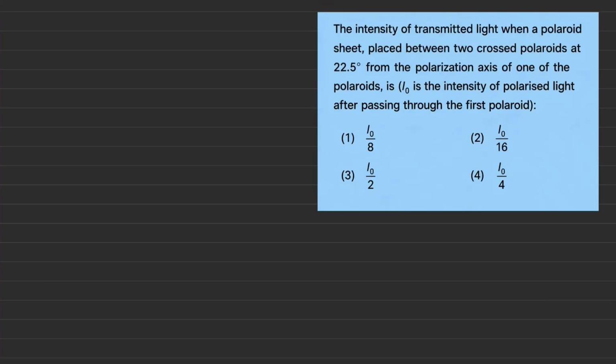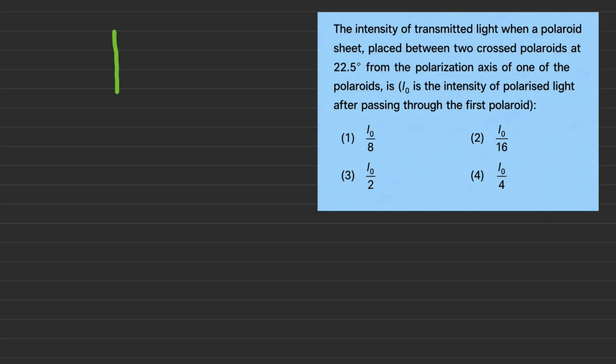In this question, they are saying the intensity of transmitted light when a polarized sheet is placed between two cross polarized sheets, at 22.5 degree from the polarization axis of one of the polarizers, and they informed you I naught is the intensity of polarized light after passing through the first polarizer. So let us make its diagram.